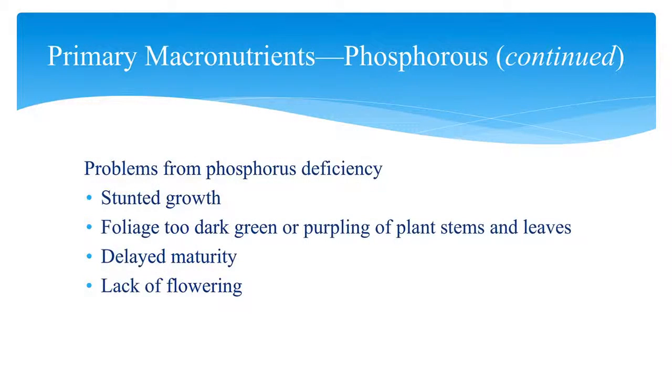If we have a deficiency of it, the plants are stunted. Sometimes the actual foliage turns a little bit purple in color, and it may have delayed maturity, so it may not flower and fruit if it's deficient, or we might not get any flowering at all.